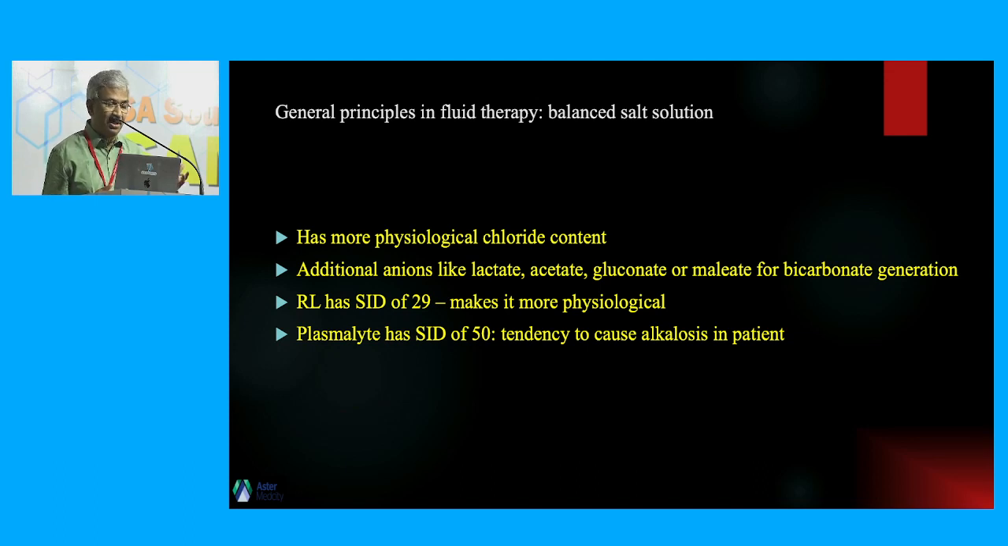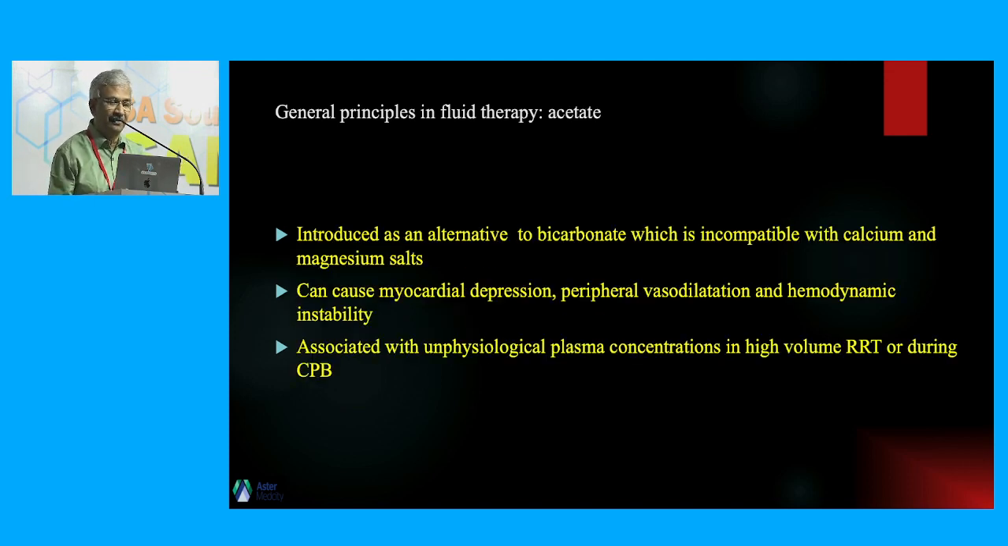Now, Ringer lactate has a strong ion difference of 29, which makes it a very physiological solution to be used. On the other hand, the original Plasma-Lyte A has a strong ion difference of about 50, which makes it a fluid which can cause alkalosis in patients. But when you actually take up many of the solutions in your practice today, you will find they are not exactly sticking to these strong ion differences.